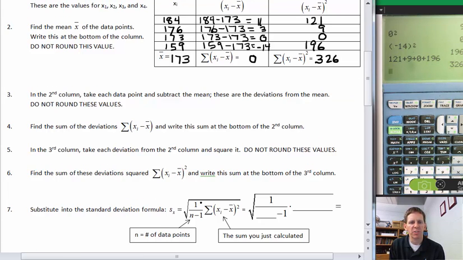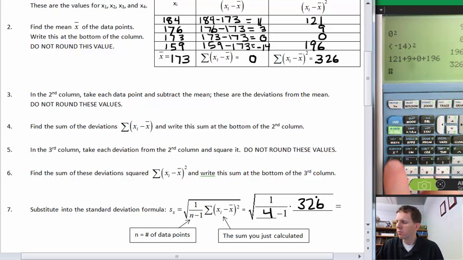Now what we can do is substitute values into the standard deviation formula. Standard deviation is equal to the square root of 1 over n minus 1. N is the number of data points we have. We had 4 data points we were working with. This value, the sum we just calculated, was each value minus the mean squared, and we took the sum of them. So this 326 goes right here.